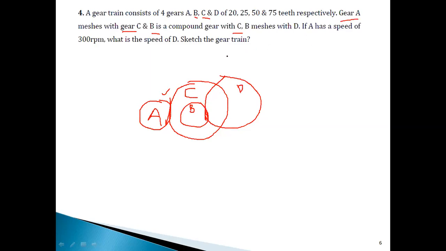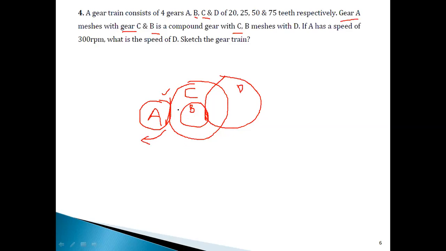If A has a speed of 300 RPM, we have to find the speed of gear D, and along with that, we have to complete this sketch also. So we have shown the sketch, but the directions of each gear are not mentioned here. I told you that by default what we shall assume is that the driver gear starts to rotate in the clockwise direction. So if you observe carefully, our driver gear is A. It starts to rotate in clockwise direction.